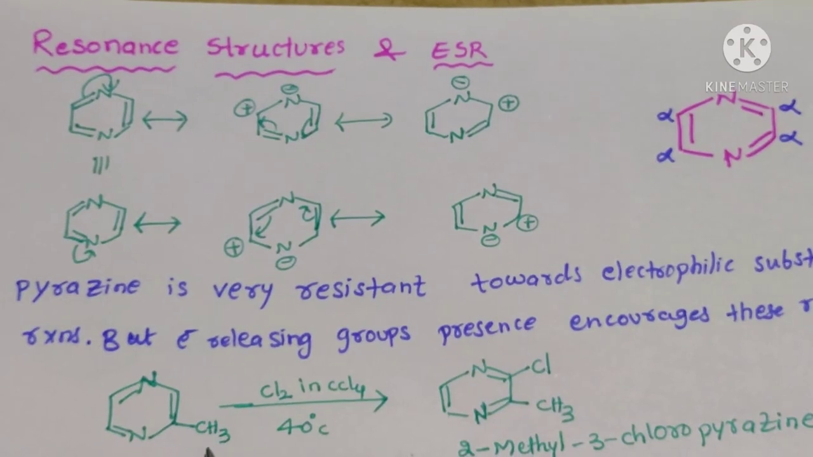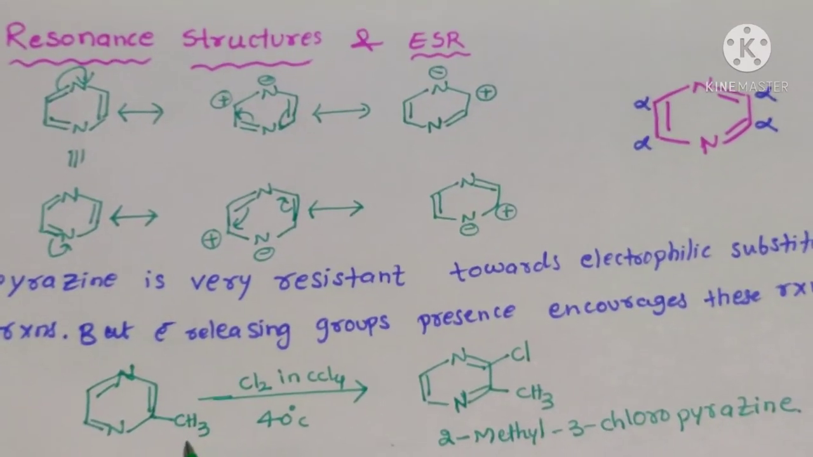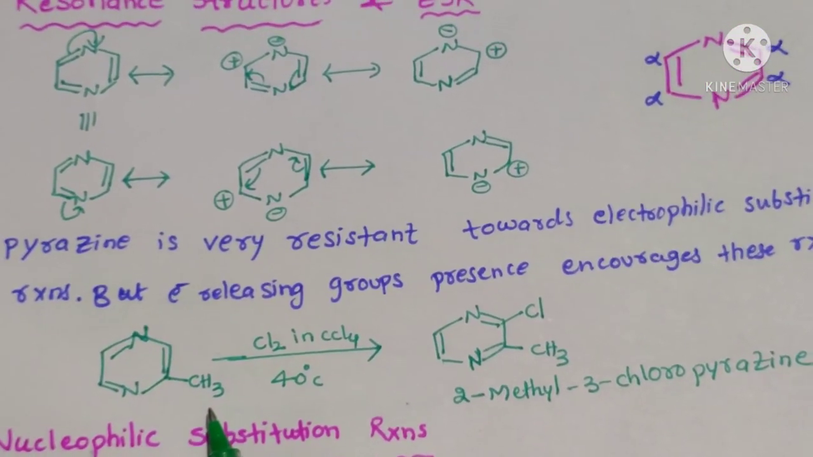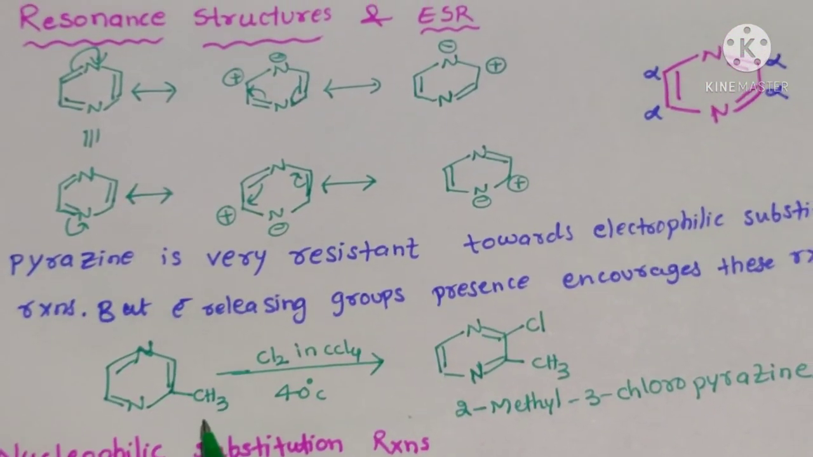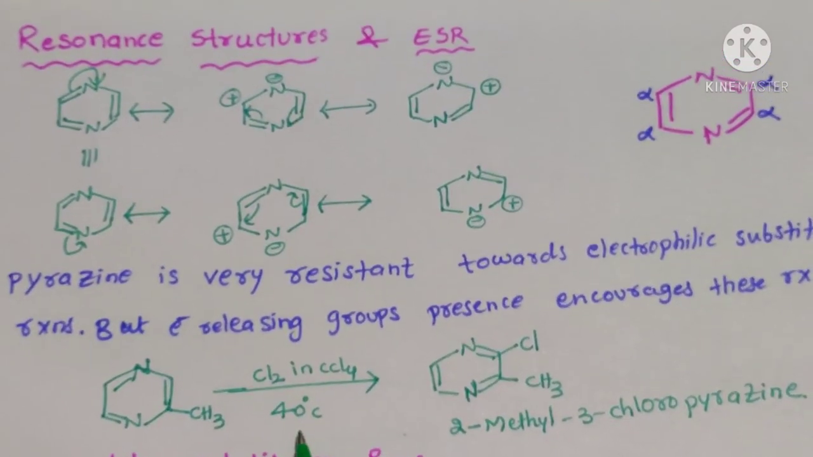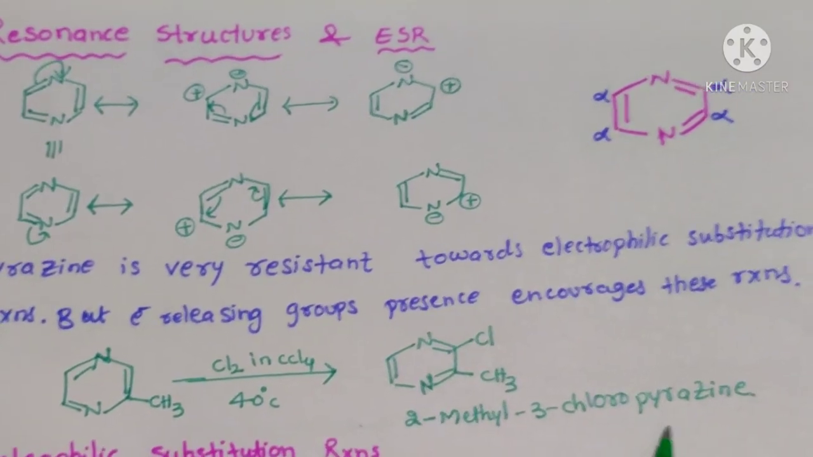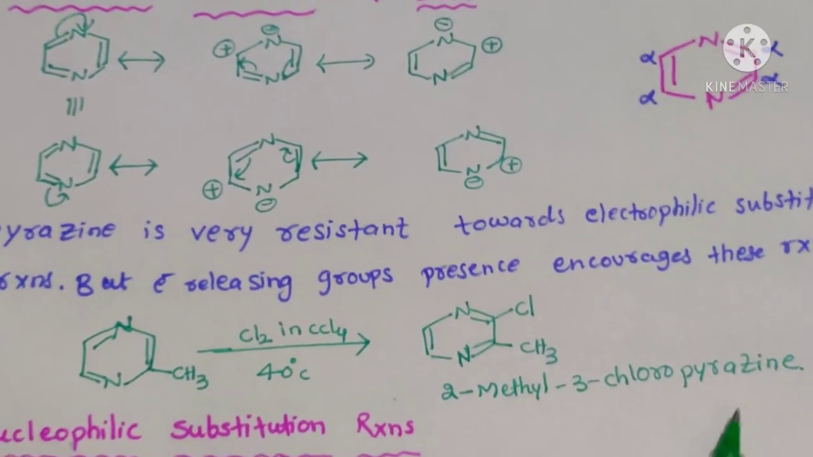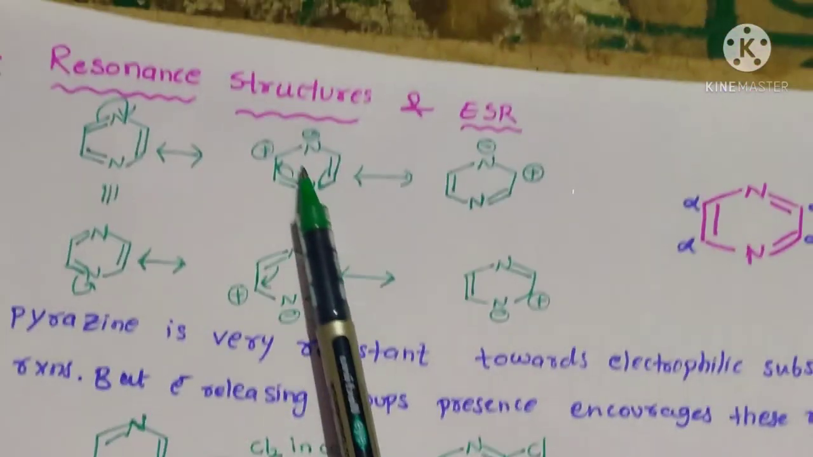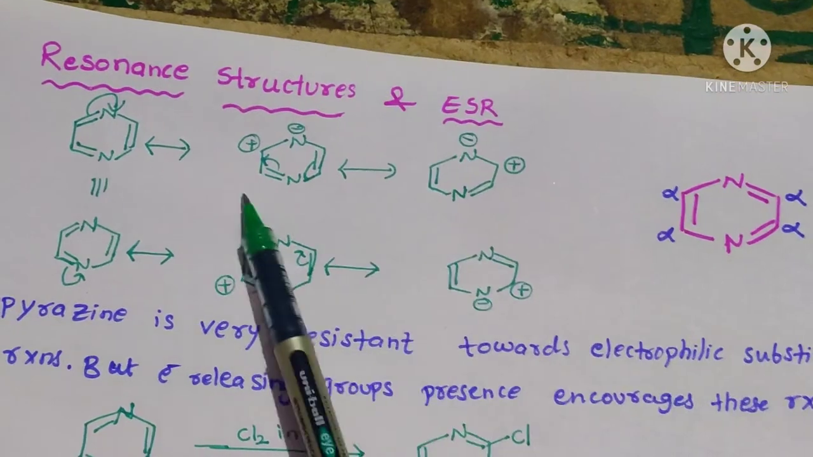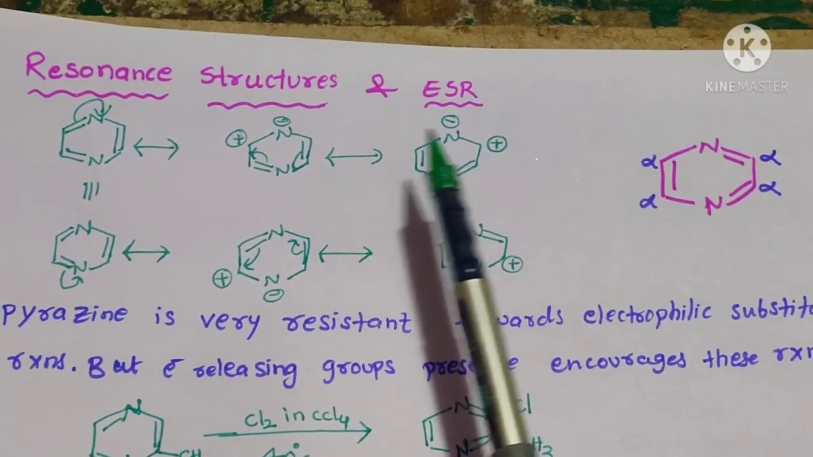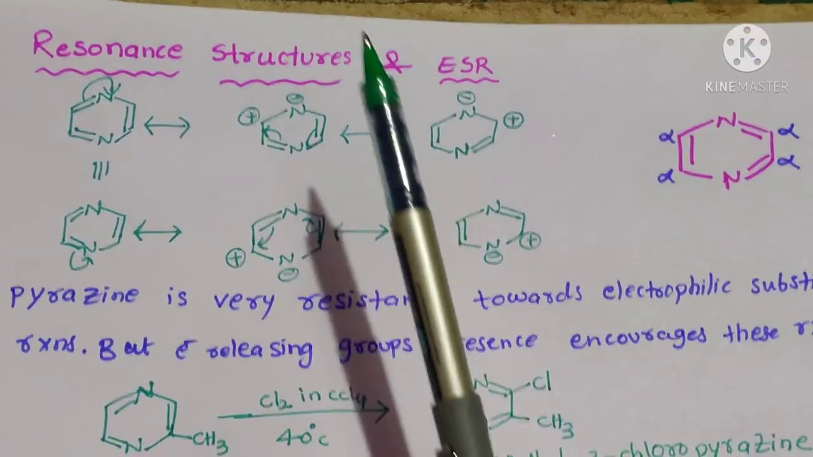But when electron releasing groups are present, then they easily undergo electrophilic substitution reactions. For example, here 2-methyl pyrazine, when heated with chlorine in the presence of carbon tetrachloride at 40 degrees centigrade, we get 2-methyl 3-chloropyrazine. Now we go for the nucleophilic substitution reactions. By looking at these structures, we can say that in all of them carbon is having the positive charge. So pyrazine readily undergoes nucleophilic substitution reactions.